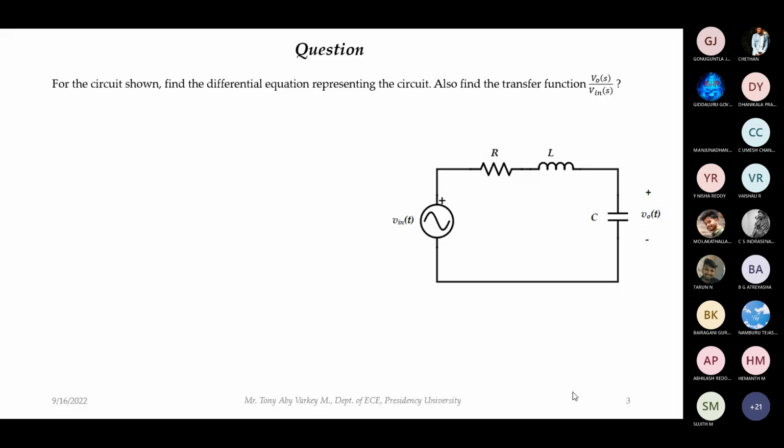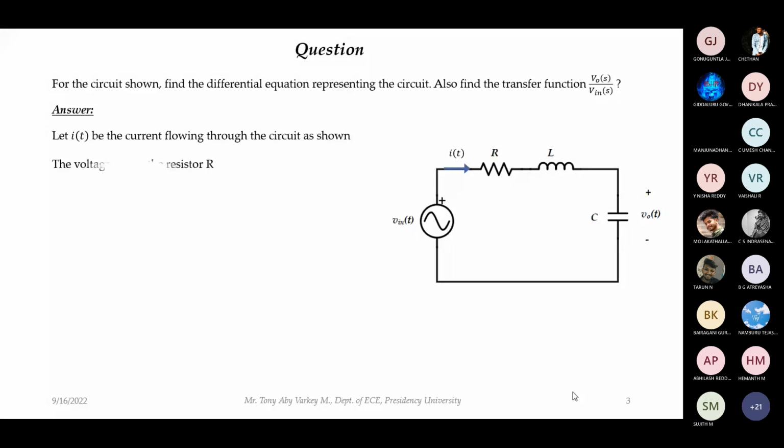First, I will mark the current flowing through the circuit. I'm marking the current in this particular direction, using a blue arrow, that is I of t. As soon as the current starts flowing through this circuit, a voltage will be developed across the resistor, the inductor, as well as the capacitor. Whatever voltage is developed across the capacitor is the output voltage for this circuit diagram.